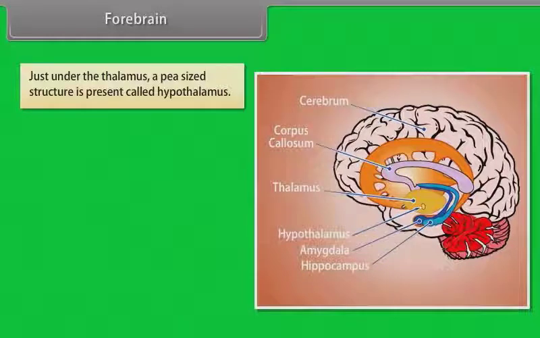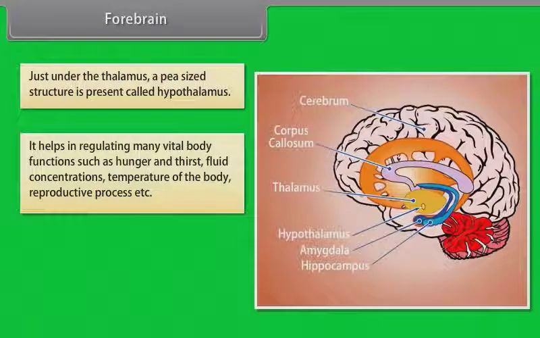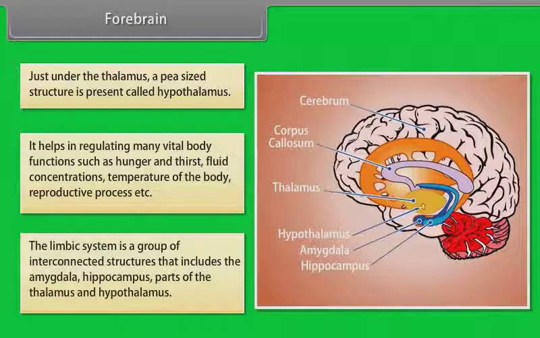Just under the thalamus, a pea-sized structure is present called hypothalamus. It helps in regulating many vital body functions such as hunger and thirst, fluid concentrations, temperature of the body, reproductive process, etc. The limbic system is a group of interconnected structures that includes the amygdala, hippocampus, parts of the thalamus, and hypothalamus.